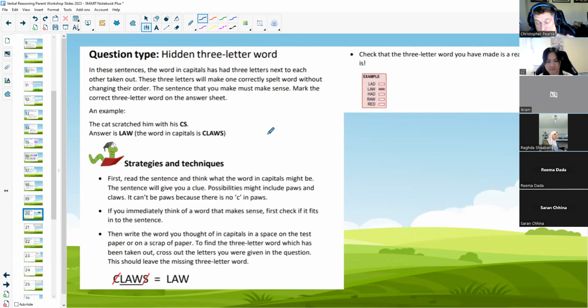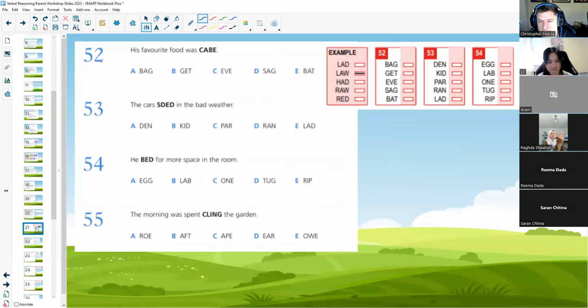Sometimes children don't always need to write it down. It's up to them, but they are given lots of space in the exam to scribble things down. And if they don't know the answer immediately, or they do need to spell it out, they write the word down. So we'd write down the word claws. And as I've illustrated down the bottom, you cross out the letters you are given. So we were given a C, we were given an S, and that leaves you with the word law. And that's the answer. I think these are good fun. I think children enjoy these. These are quite puzzly.